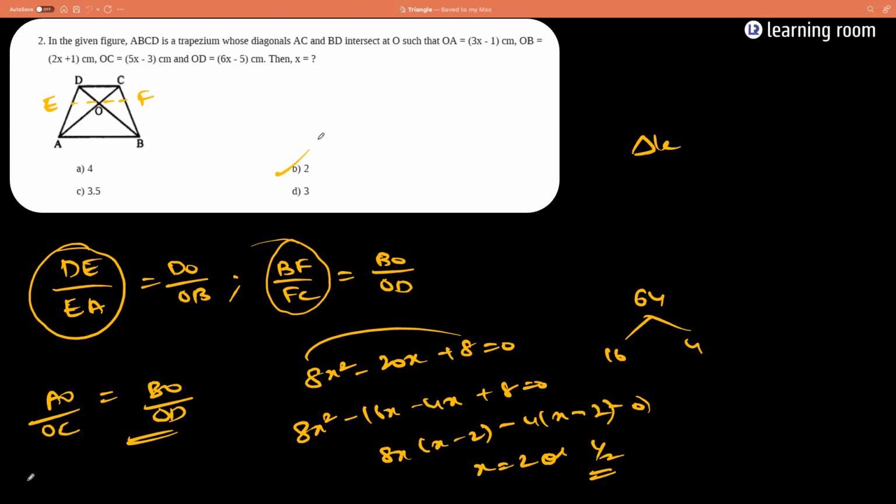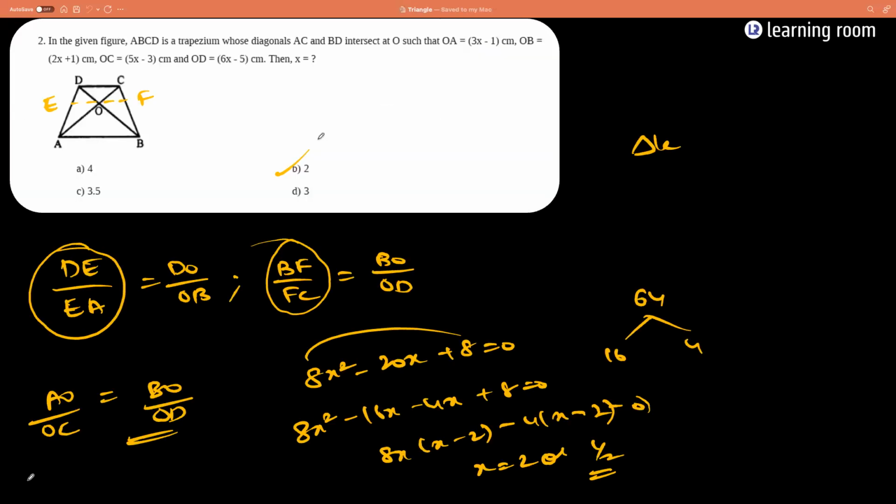Right. So next one. If it comes as a non-MCQ question, then how do we decide if it's half or 2? If it is not the case, you should write both. Okay, sir.